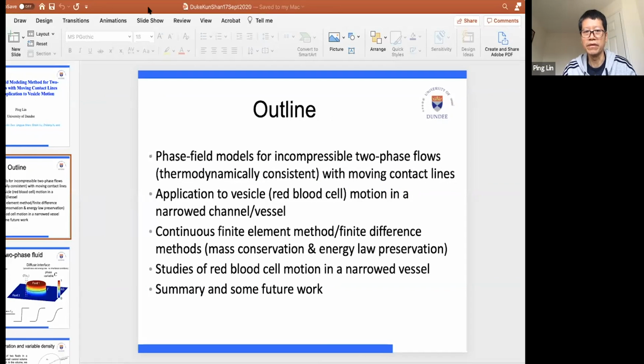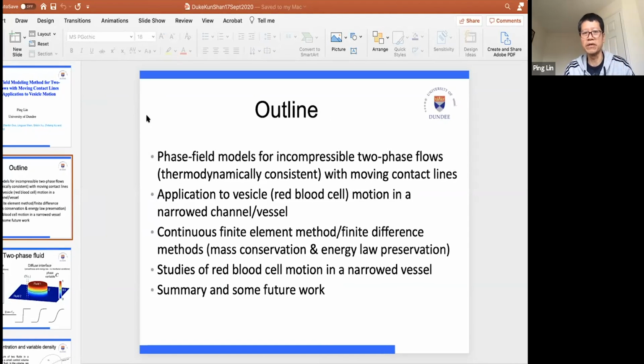Let me roughly outline the talk for today. I would like to introduce the method, which we call the thermodynamically consistent phase field model for two-phase flow, especially incompressible two-phase flows. Then we will see how this idea is applied to two-phase flow with moving contact lines. Then we will consider the application to vesicle or red blood cell motion in a narrowed channel. You can consider this narrow channel as a narrowed blood vessel.